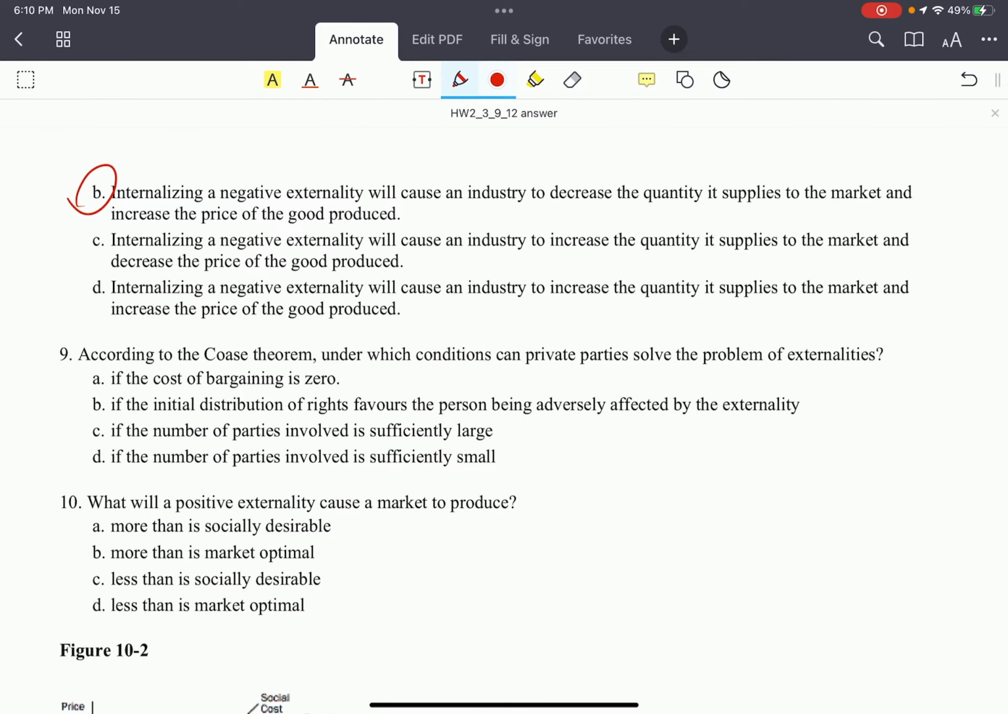Ninth, according to the Coase theorem, under which conditions can private parties solve the problem of externality? Well, a very important assumption of the Coase theorem is no bargaining cost, right?